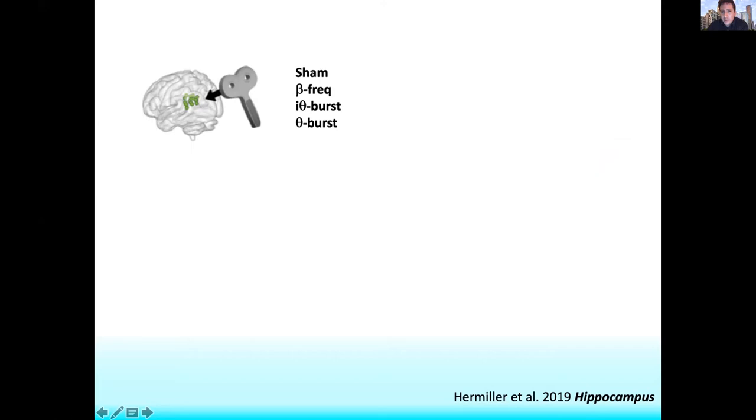The first study we did to test this idea, subjects had a single session of TMS applied to a parietal target based off of its connectivity with hippocampus. Individuals underwent four different sessions in counterbalanced order. In one, they got a low intensity sham. In another one, they got beta, so 20 hertz stimulation of that target.